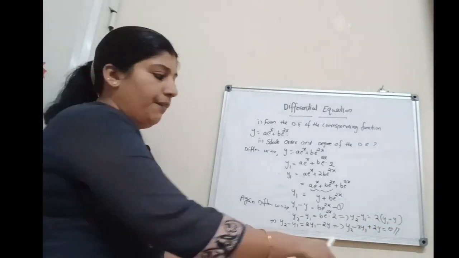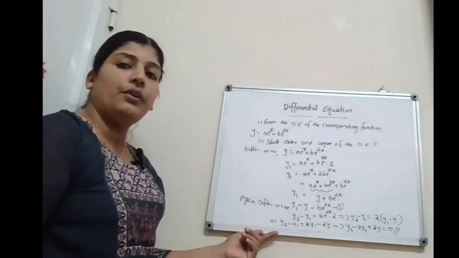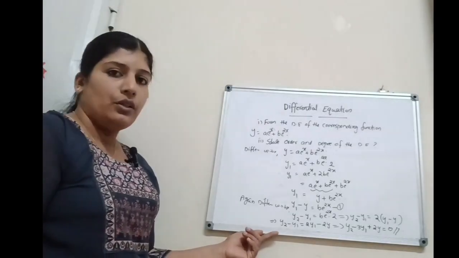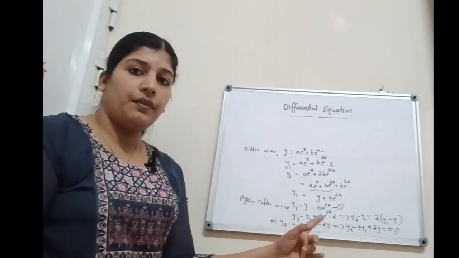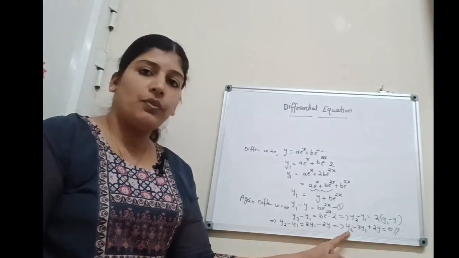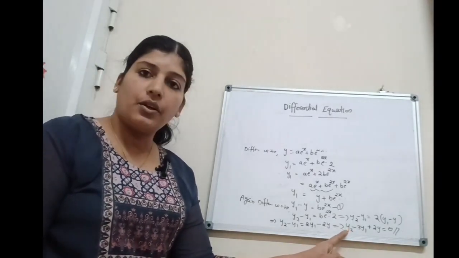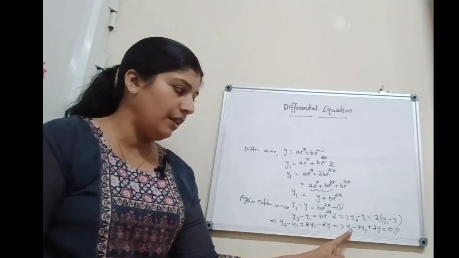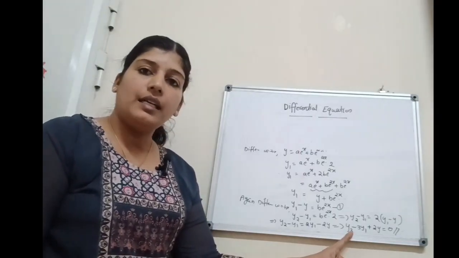This is the differential equation of the general solution y equals a e raised to x plus b e raised to 2x. Second question: find out the order and degree of this differential equation. Here the order is what? y2, that is the second order derivative existing here. The highest order derivative is y2, so the order is 2.